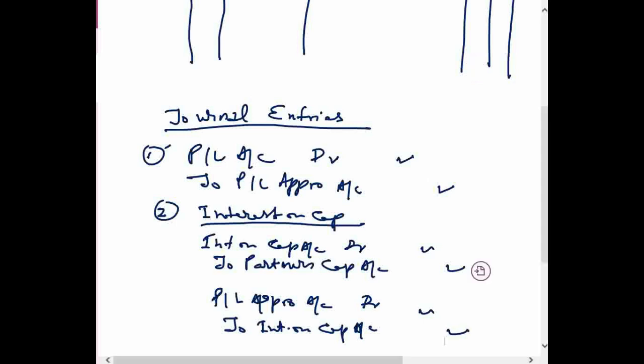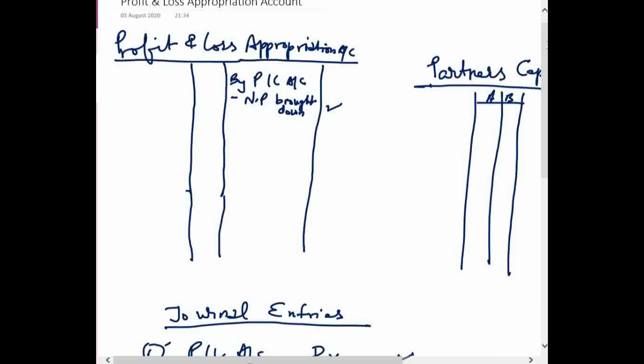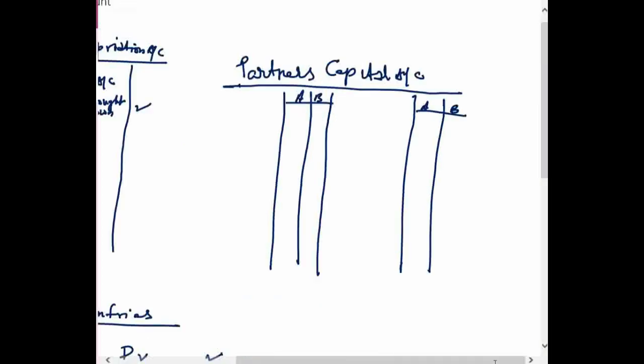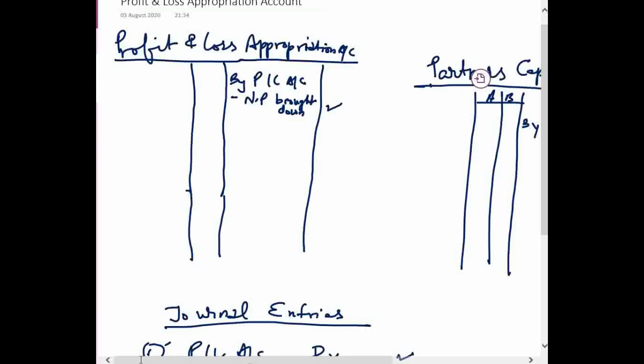Now we will be posting these two entries. The first entry was interest on capital to partner's capital account. On the partner's capital account, we will be writing over here by interest on capital, and in PL appropriation we will be closing the interest on capital by transfer to PL appropriation. So we will be writing here to interest on capital A and B, total over here.